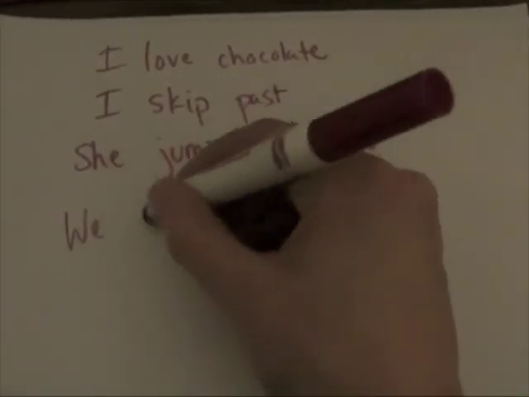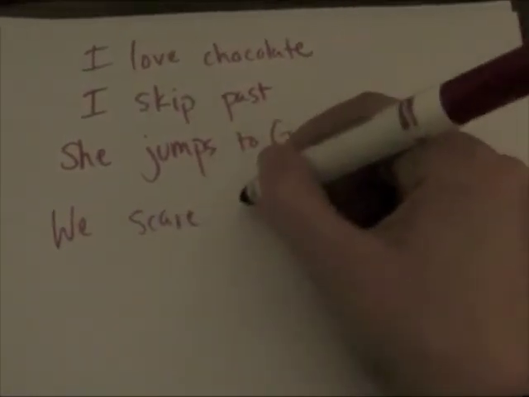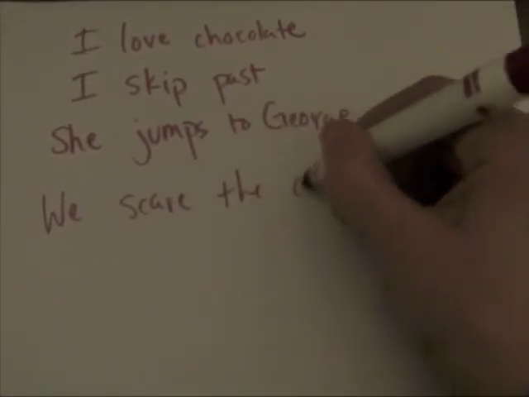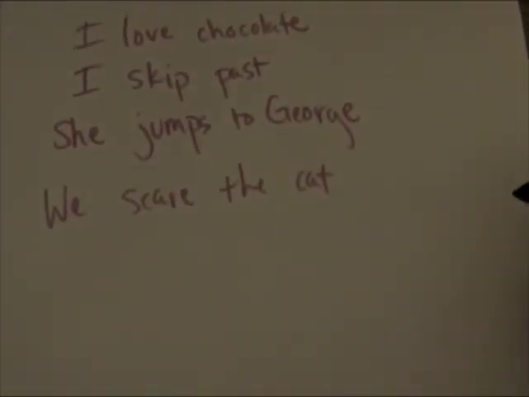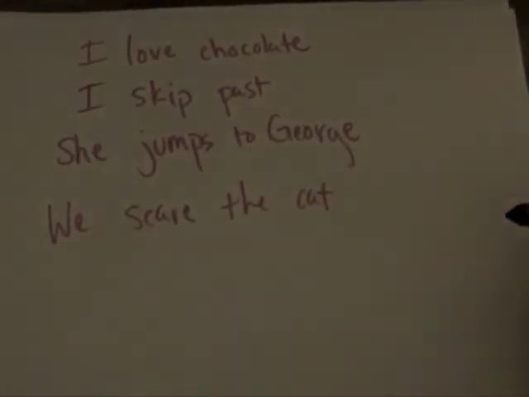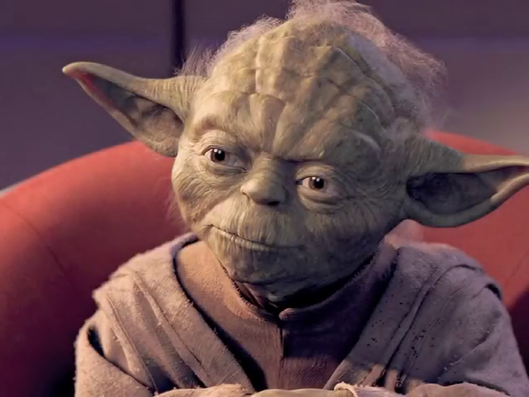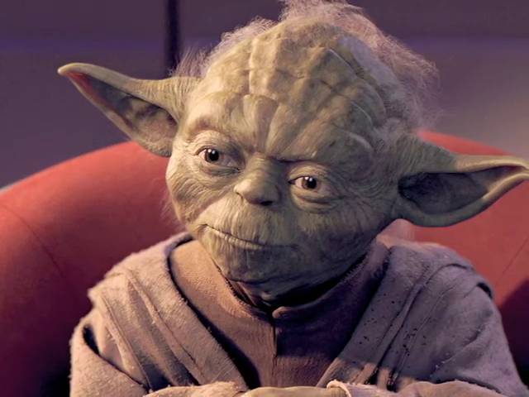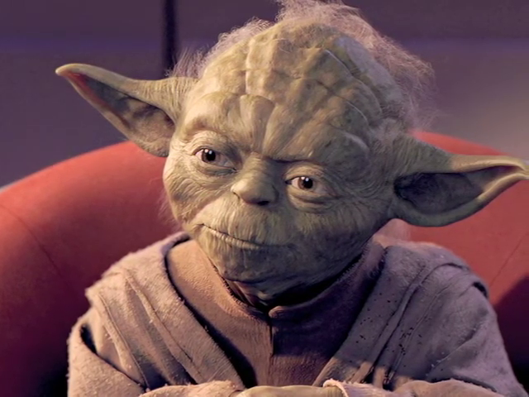I could say, we scare the cat, in which case we becomes our subject, scare becomes the verb, and the cat becomes the object. We consider the subject-verb-object pattern normal. Of course, there are characters like Yoda who might say, try, in which case the verb comes first. That's what makes him sound so weird and so wise, that he mixes up the pattern.